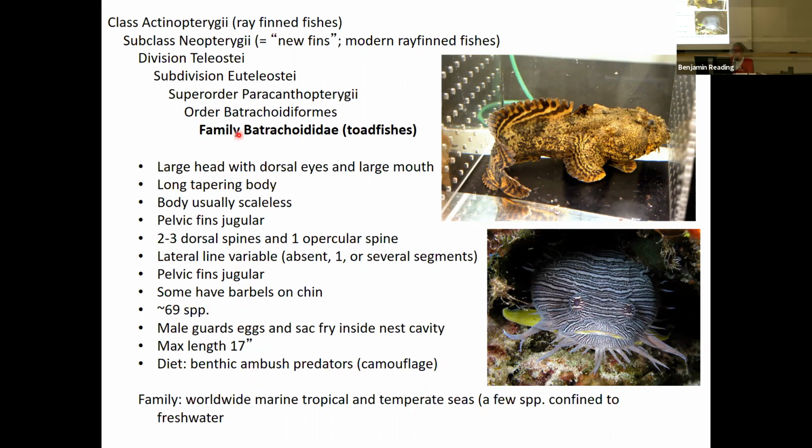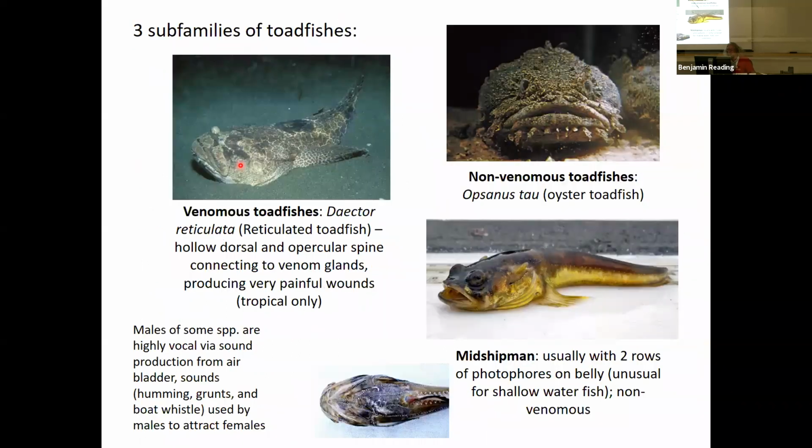69 species in family Batrachoididae. They are benthic ambush predators. They sort of sit on the bottom and blend in with the bottom and wait for a fish to swim by, and then they eat it. So very well camouflaged. Worldwide marine tropical temperate sea distribution. There are a few species confined to freshwater, but mostly these are marine. And so family Batrachoididae, some local examples here, some subfamilies of toadfishes.